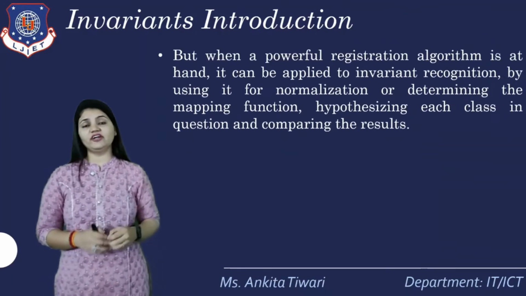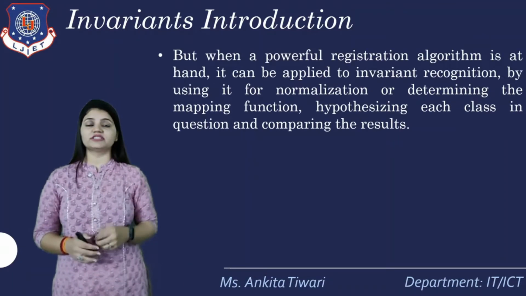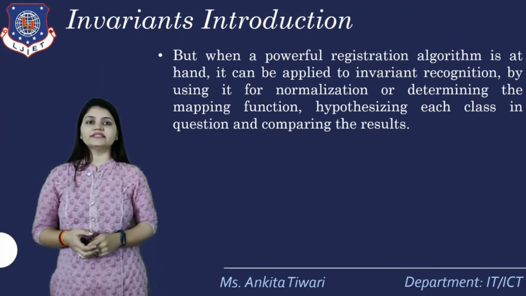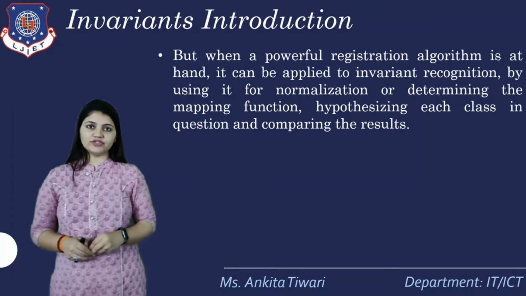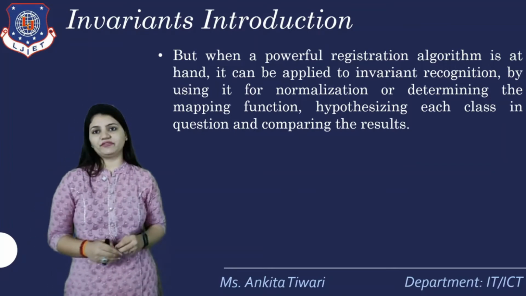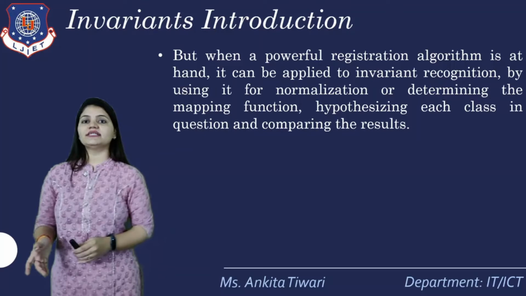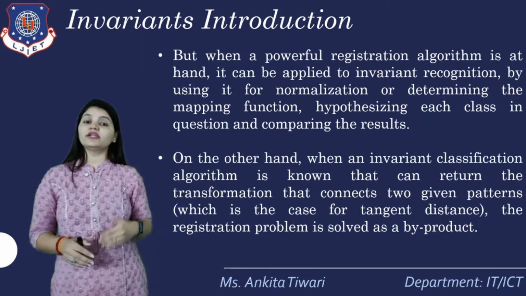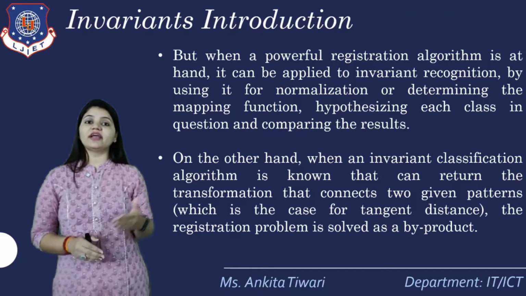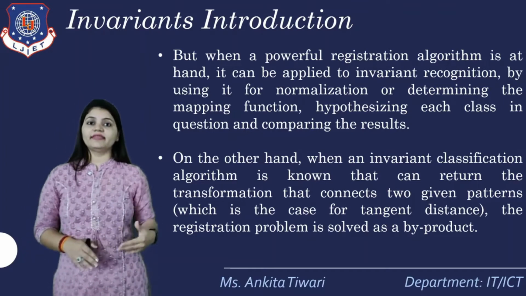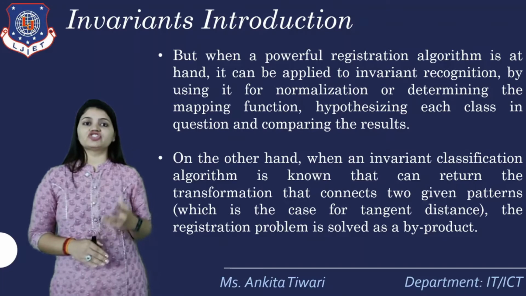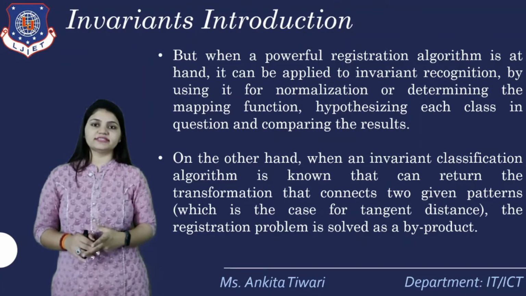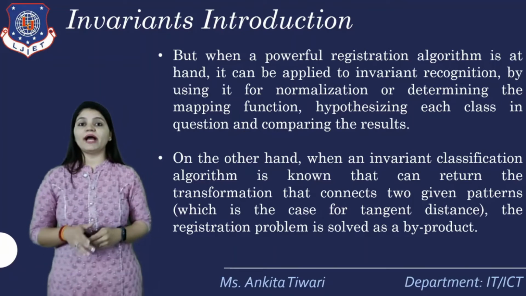Whenever we have a powerful registration algorithm in hand, it can be applied to invariant recognition, by using it for normalization or determining the mapping function, that is, hypothesizing it for each class in question and comparing the results. On the other hand, for invariant classification, when an invariant classification algorithm is known, it can return the transformation that connects two given patterns. In the case of tangent distance, the registration problem is solved as a byproduct.